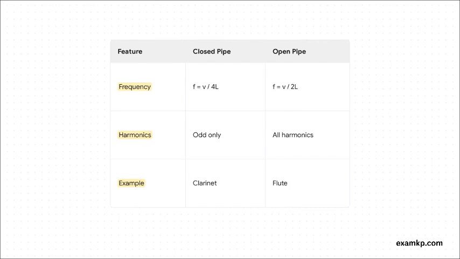Notice the formulas for their main frequency are different, but the really crucial part is harmonics. A closed pipe can only produce odd harmonics, the first, third, fifth, and so on. Why? Well, think about it. The closed end has to be a point of zero vibration, while the open end is where the vibration is wildest. This physical constraint means only certain wavelengths, the odd-numbered ones, can actually fit perfectly inside.